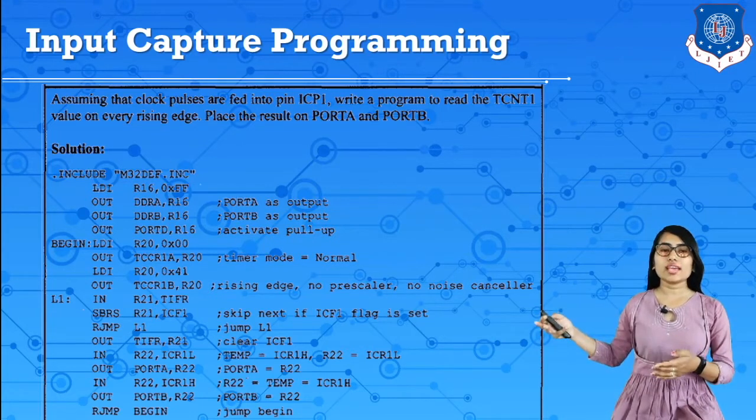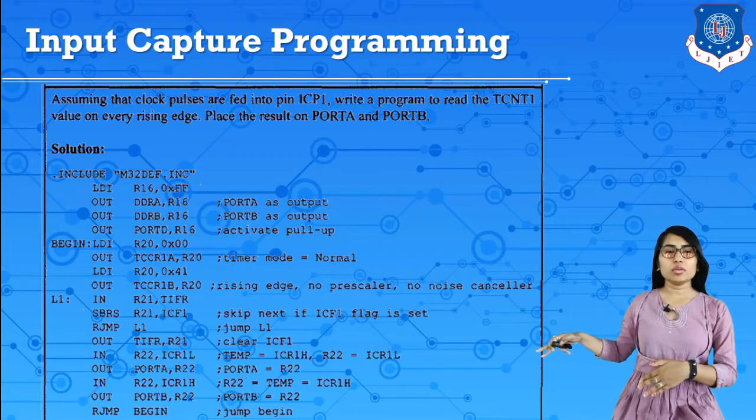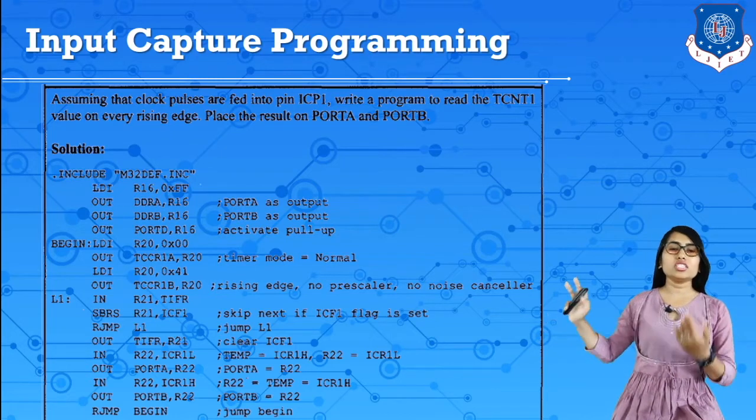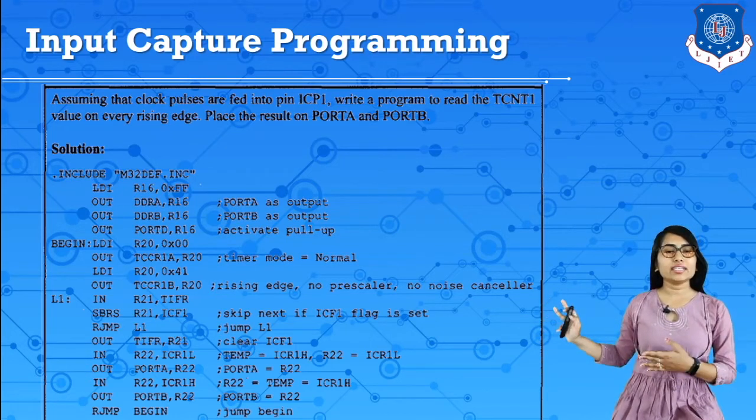If the ICF1 flag is not set, then continuously check the status of TIFR, and if ICF1 is equal to 1, then skip the next instruction. So it will skip the next instruction and go into the timer. After that, whatever the content of R21 is copied into the TIFR register, so clear the ICF flag and whatever the values are over there.